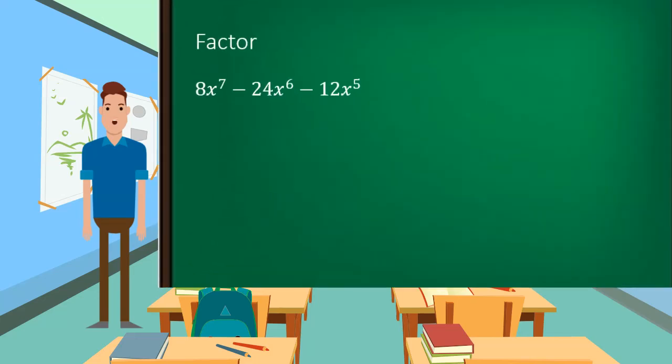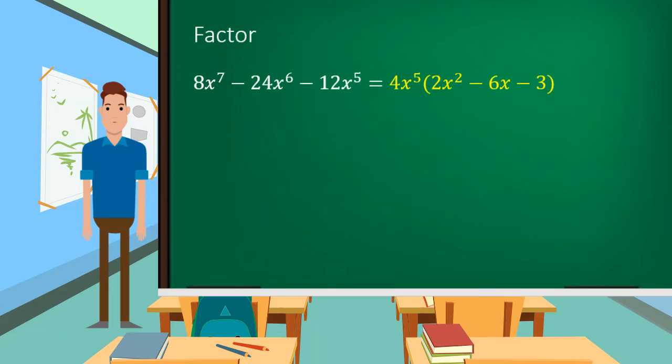Factor 8x^7 minus 24x^6 minus 12x^5. Are you ready with your answer? The answer is 4x^5 times (2x^2 minus 6x minus 3). Congratulations if you got the right answer.